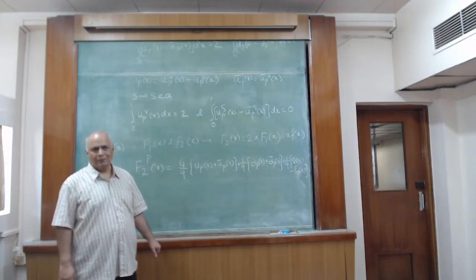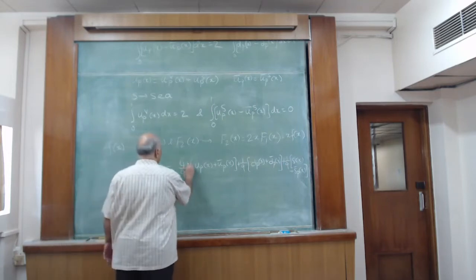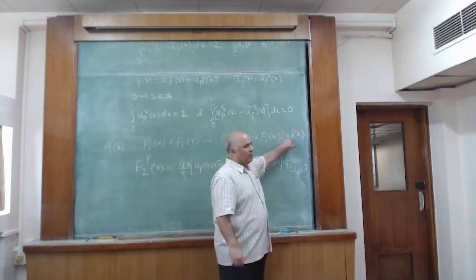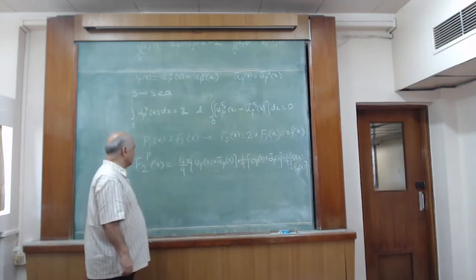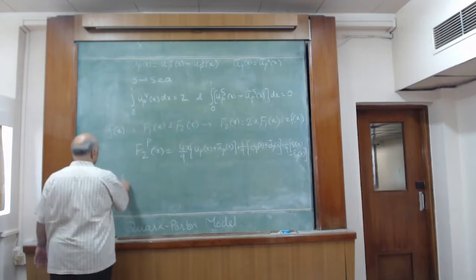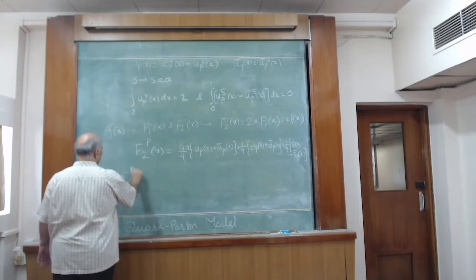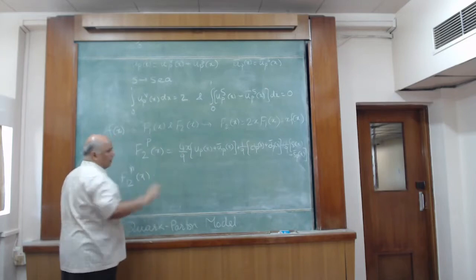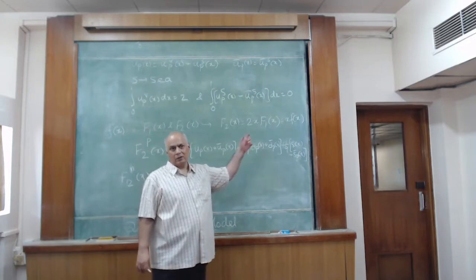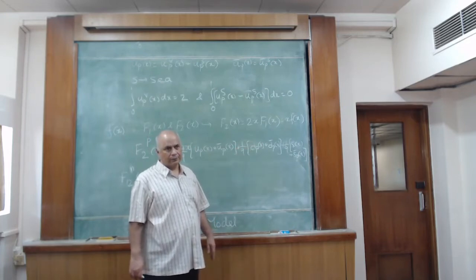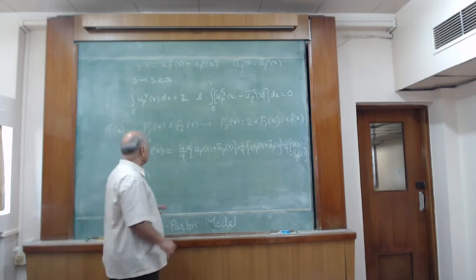Is that okay? Sorry, there should be an x in front. F2 is x times f of x. And similarly, F2 of n of x will have a similar expression in terms of u_n, u bar n, etc. The x should be there in all the terms. Oh yeah, yeah. Sorry.